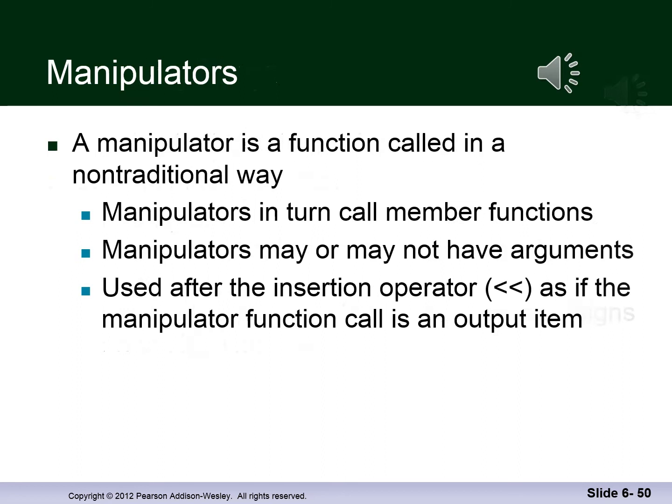We touched on manipulators earlier with cin and cout. A manipulator is a way of calling a function in a non-traditional way. Manipulators, when called, call the member functions, and they may or may not have arguments. They're used after the insertion operator as if the manipulator function call is an output item. It's a non-traditional way to call the member functions, and in order to use the manipulators, you must include the iomanip directive or library.